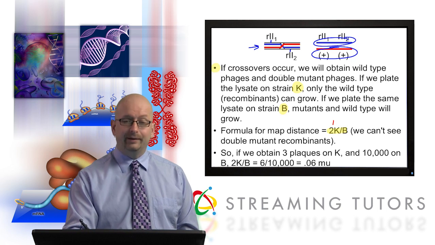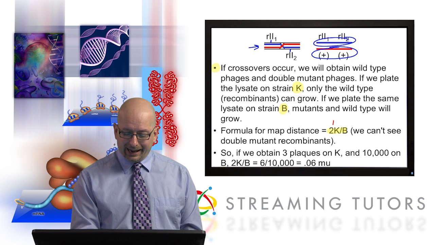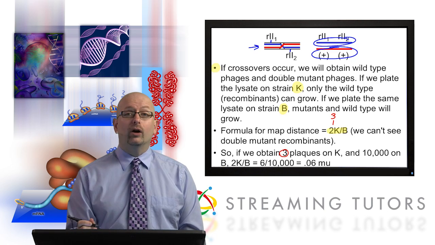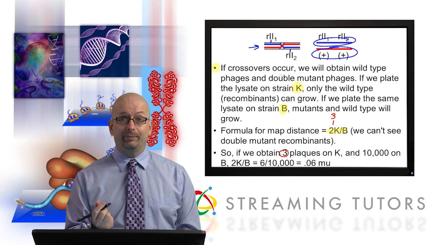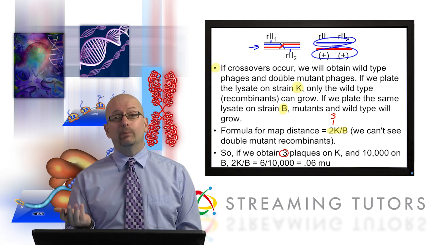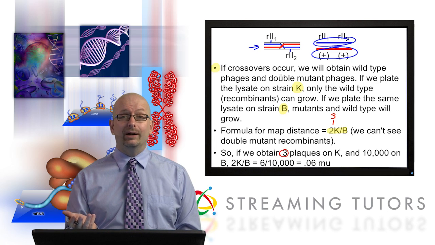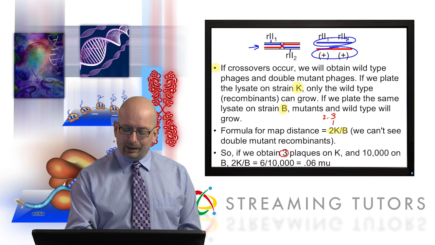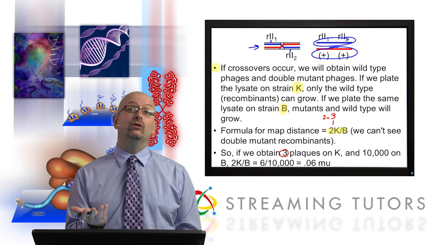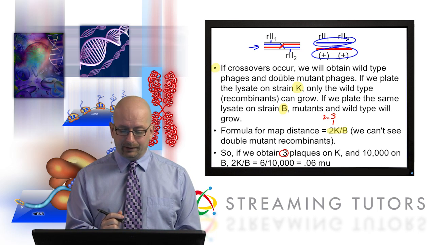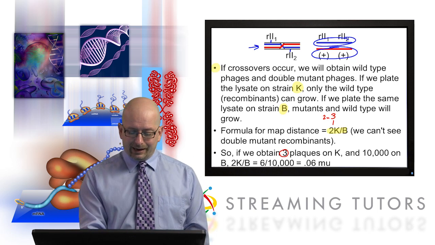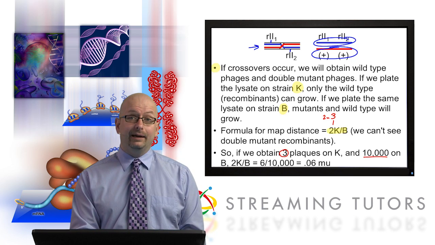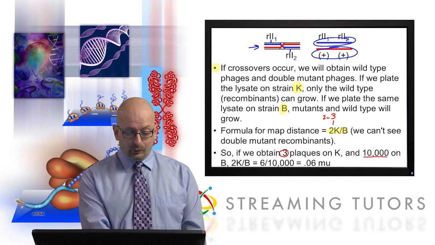Whatever grows on K, I'm just going to make it up. Well, I actually wrote down here, if 3 plaques grow on K, let's just say we saw 3. We know those 3 are wild type, right? But what we can't see are the double mutants that also must have been generated because they're not growing. They're double mutants. But that's why we do 2K, 2 times 3, because for every wild type one we see, there's a double mutant that we're not seeing. So if you actually have 3 plaques on K, do the math like this. And 10,000 on B, that's the total number of offspring. We have 2K over B.